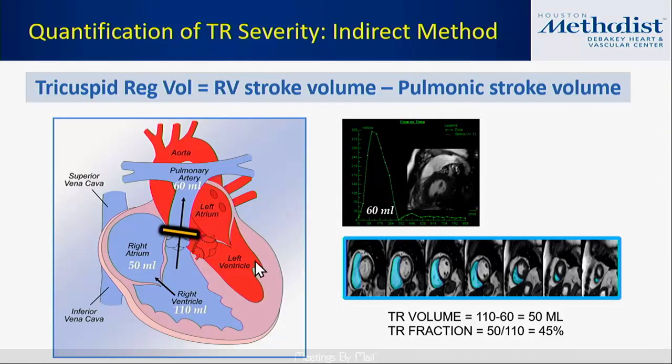How do we measure TR on these other modalities? Well, accurately is the short answer. So the basic way is the indirect method. You get the RV size, which is not trivial to do.